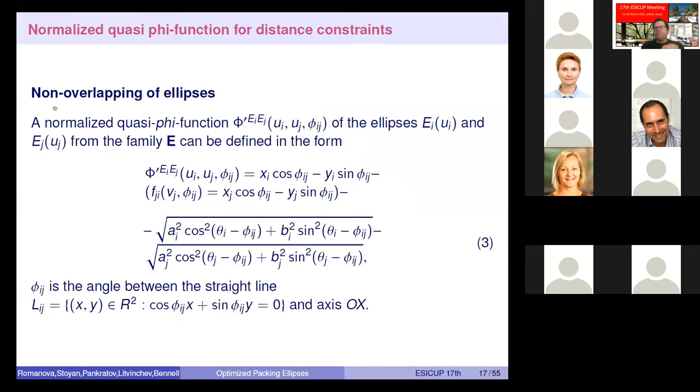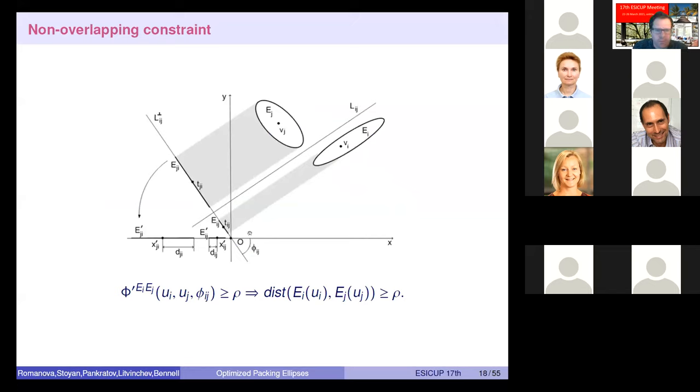And also, we construct the so-called normalized quasi-phi functions to describe non-overlapping of ellipses. We say quasi-phi function because this function depends not only on placement parameters and metrical characteristics of objects, but also on some additional variable, which is a special angle between the axis OX and the line which is perpendicular to the separating line between two ellipses. And this quasi-phi function helps us to describe the global distance constraint between two ellipses.